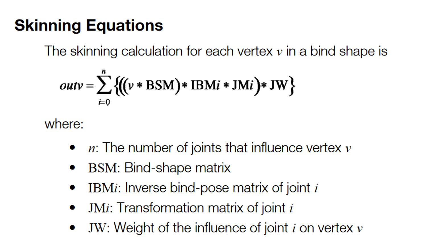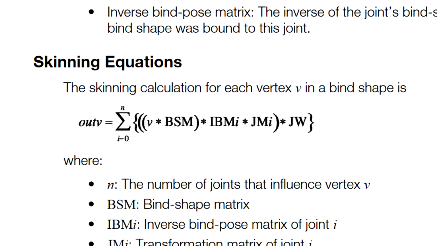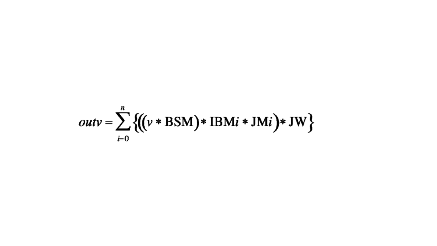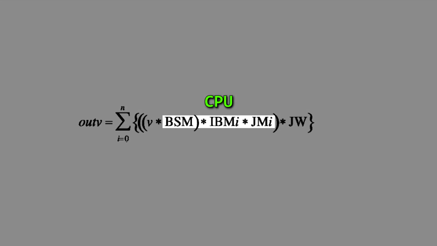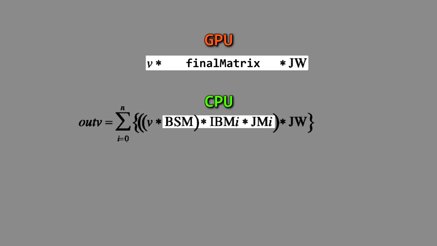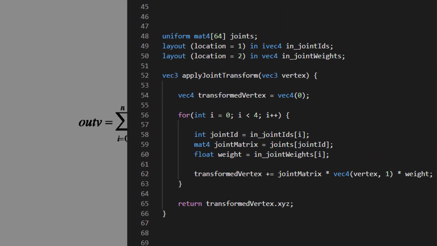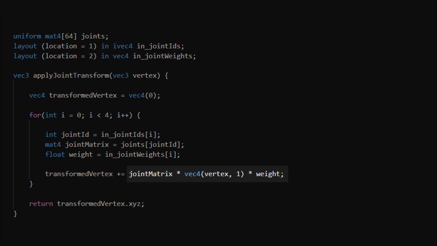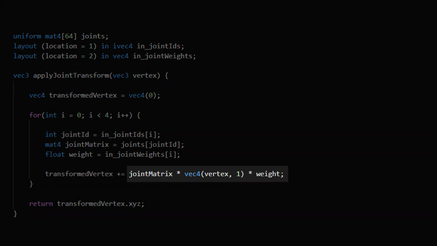This is what we would do in theory. In practice, we usually multiply the matrices inside our application first, then multiply the vertex with the final matrix and the weight factor inside our shader, as you can see in this example.